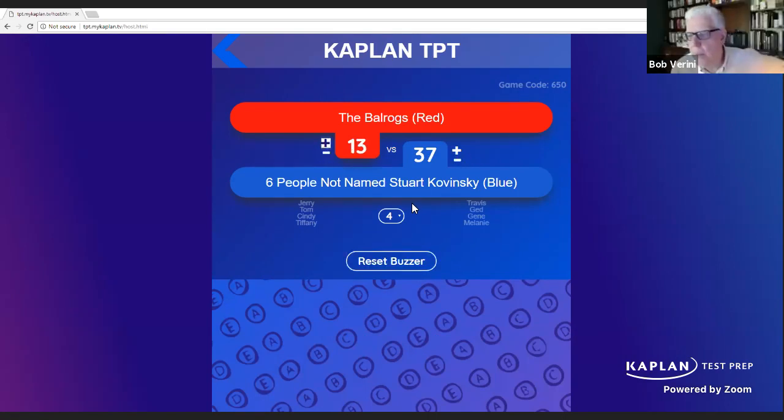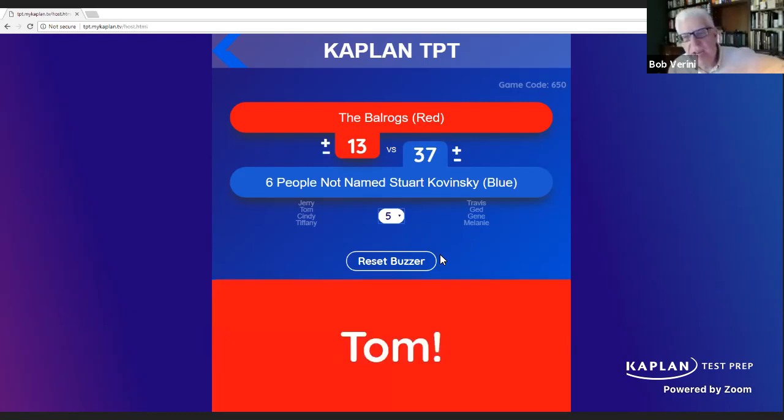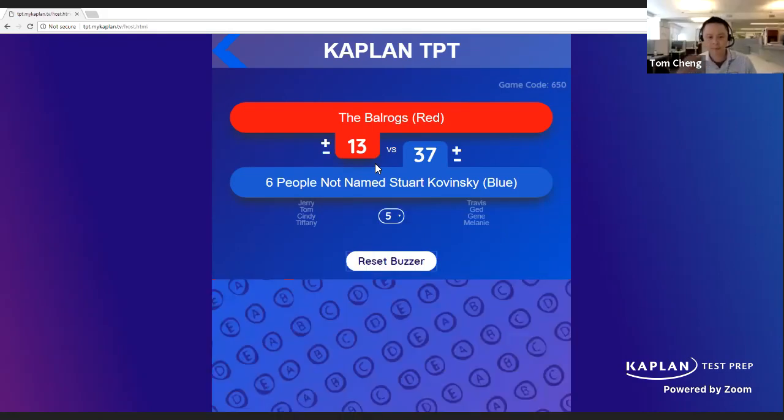And finally, for 5 points. As governor, Arnold Schwarzenegger had his office in this state capital. Tom? Sacramento. Sacramento is correct.